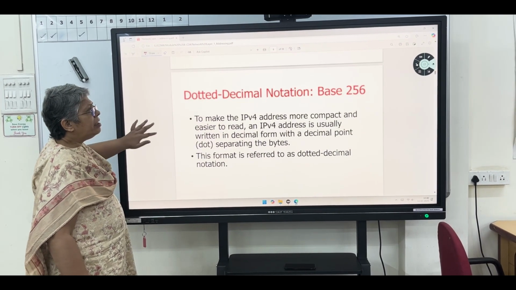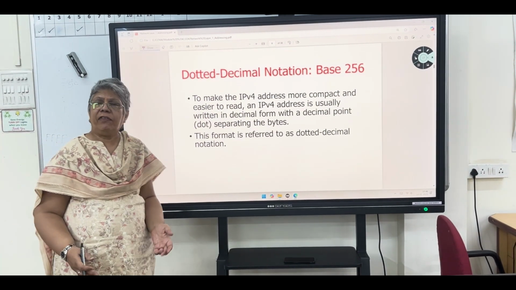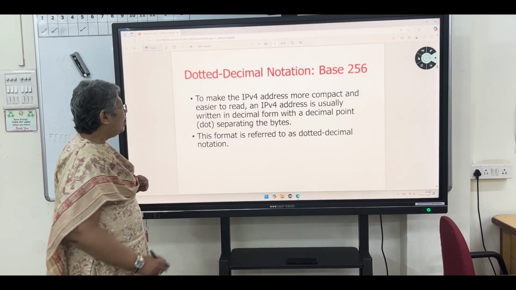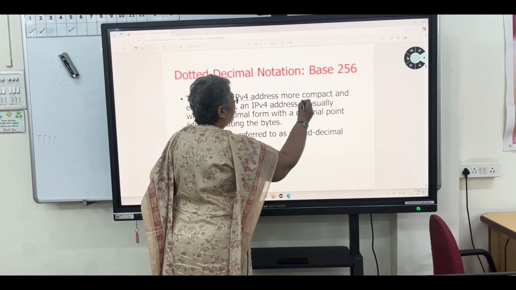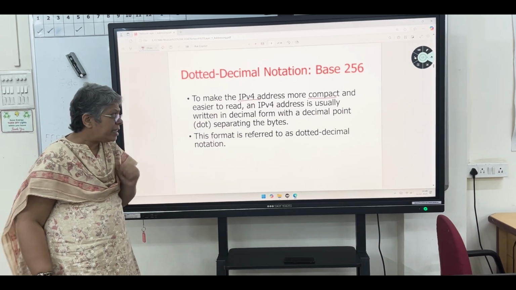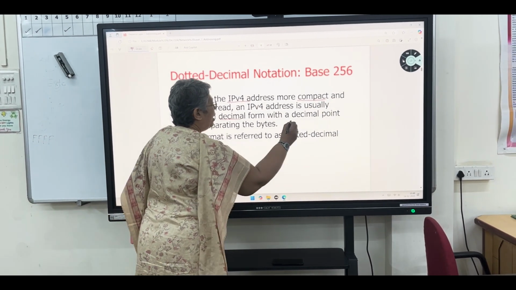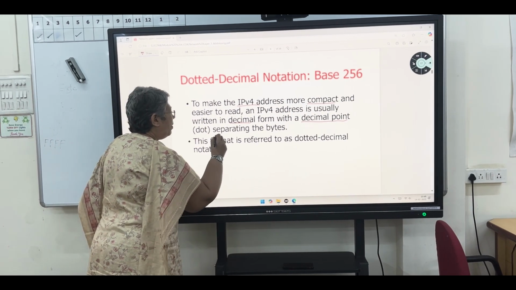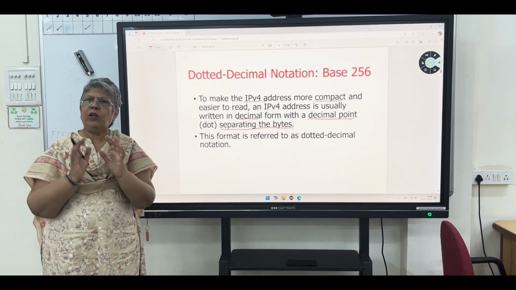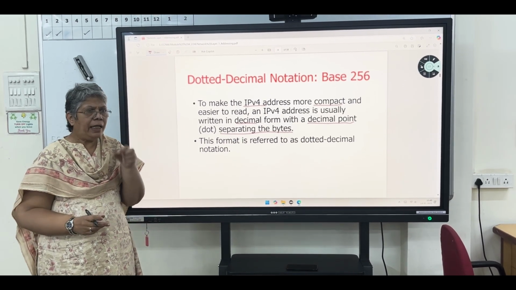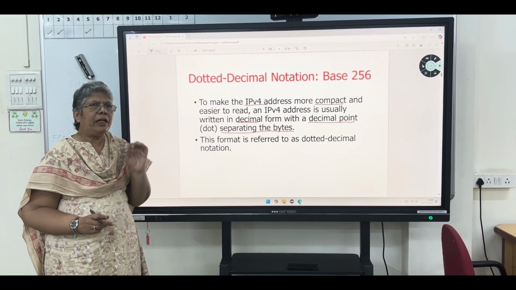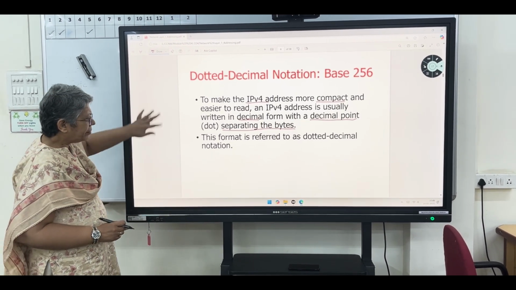Now, to write down the IP address in binary every time will be cumbersome because you have to remember 32 bits. Therefore, we also want to make it very compact and easier to read. So an IP version 4 address is usually written in decimal form with a decimal point separating the bytes. This format is referred to as dotted decimal. Each byte we convert to its decimal equivalent, and between two consecutive bytes we put a dot, so that it becomes a dotted decimal notation.